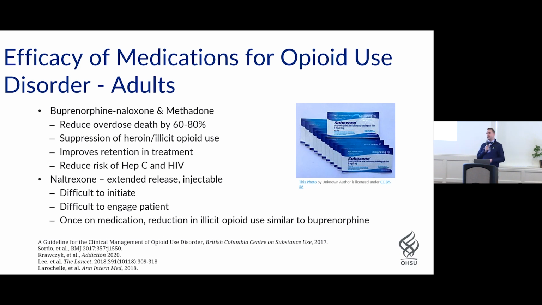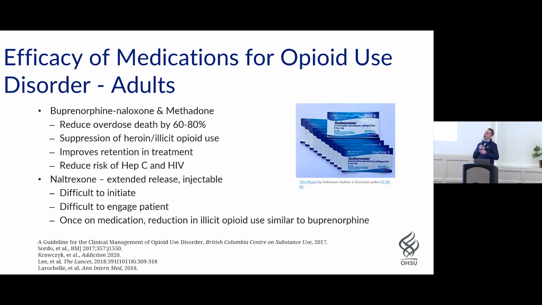Number needed to treat for buprenorphine, for engagement of someone to come back for that second buprenorphine script. Any guesses? Number needed to treat? 2. If you give 2 prescriptions, one of those people will come back for the next prescription, right? There are very few things in medicine where a number needed to treat is 2. So prescribe buprenorphine for people who have opioid use disorder. It's been shown to reduce non-prescribed opioid use. It's been shown to improve retention in treatment, which we know usually is equivalent to not using substances. And it reduces risk of Hep C and HIV because they're not injecting substances anymore, right?